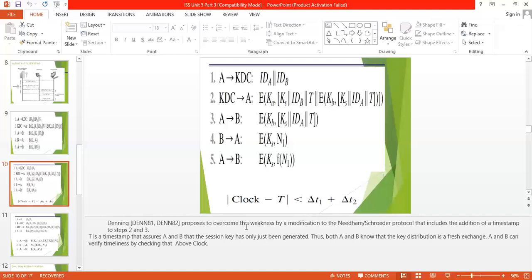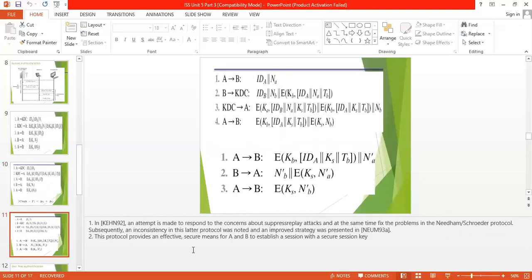So this is the simple mutual authentication process proposed by Denning. After this, some other things were included in the above message. This is the Kehan attempt made to respond to the concern about suppressed replay attack and at the same time fix the problem in the Needham protocol. Subsequently, an inconsistency in this later protocol was noted, and an improved strategy was presented in 1993.